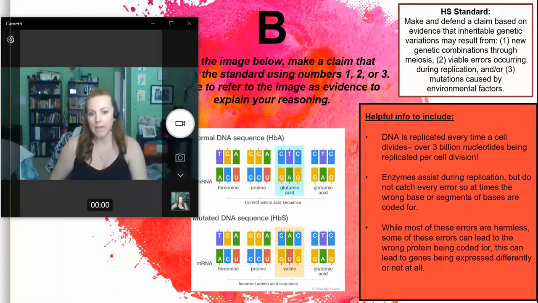This is just one situation. Sometimes the DNA that gets mutated isn't even DNA that codes for a protein. So it's not always that these mutations occur, but they do occur.